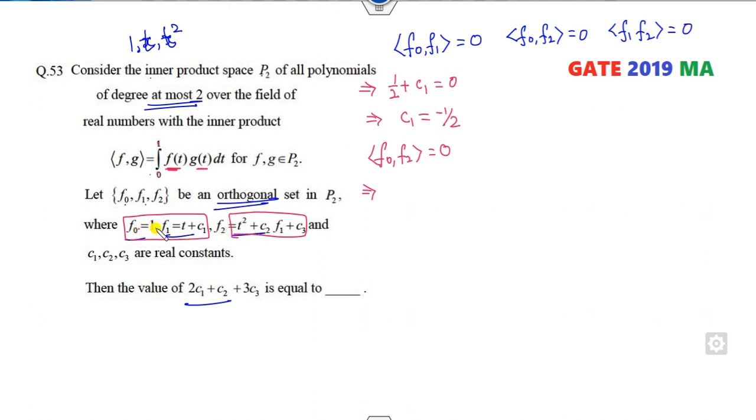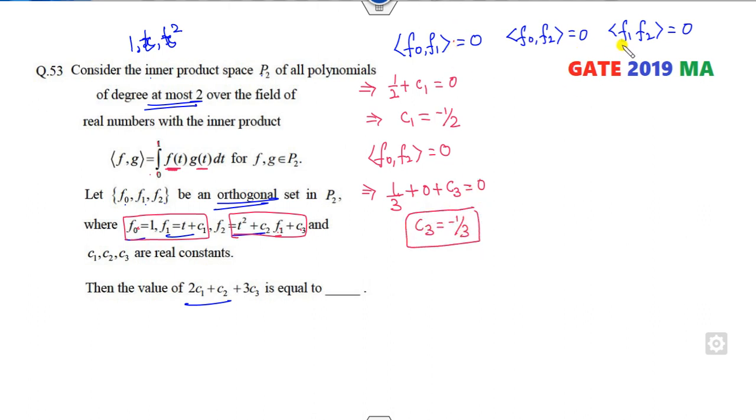So clearly, when you take the integration, it's 1 over 3 integration of this. It's f0 into f1, and f0 into f1 is 0. So the coefficient of this is 0. And the integration of the c3 is here. So c3 will be minus 1 over 3.